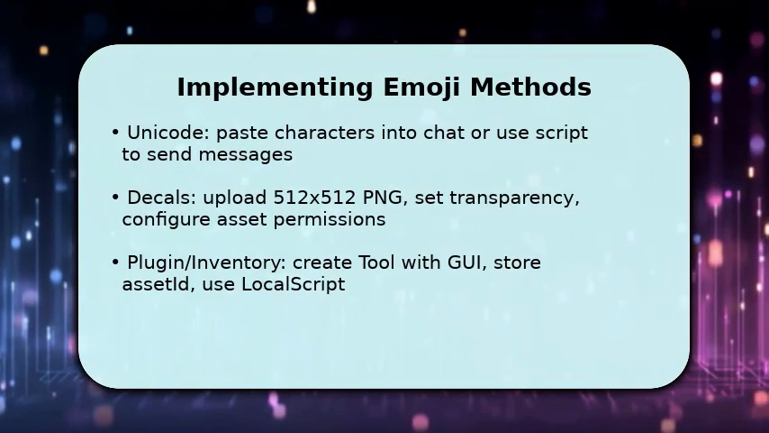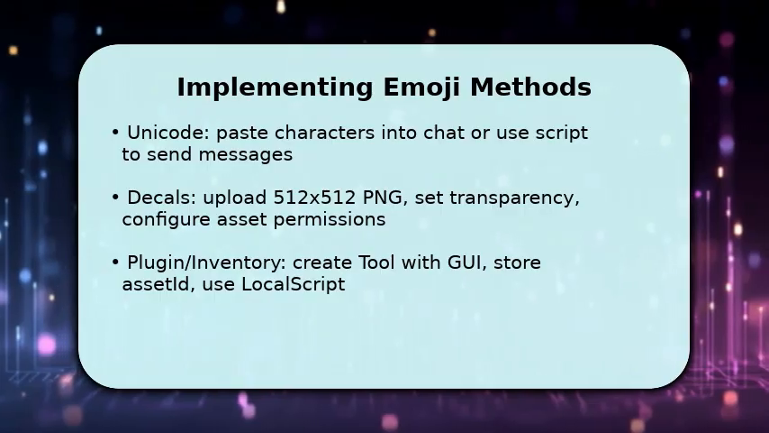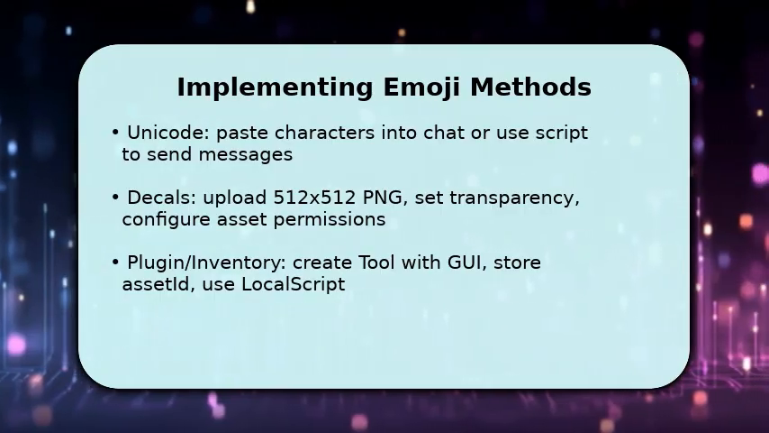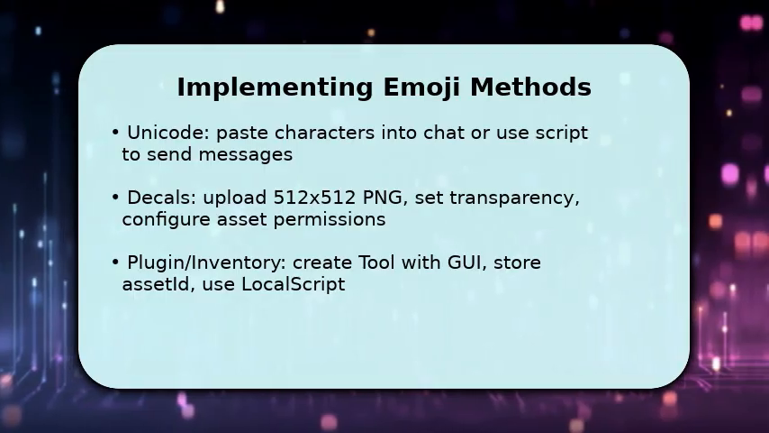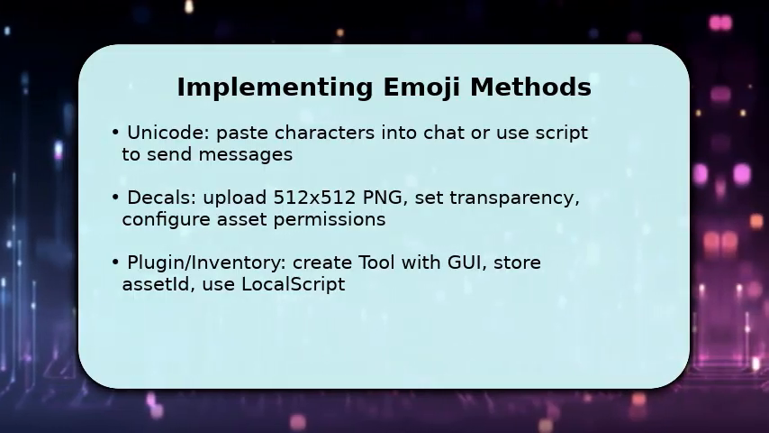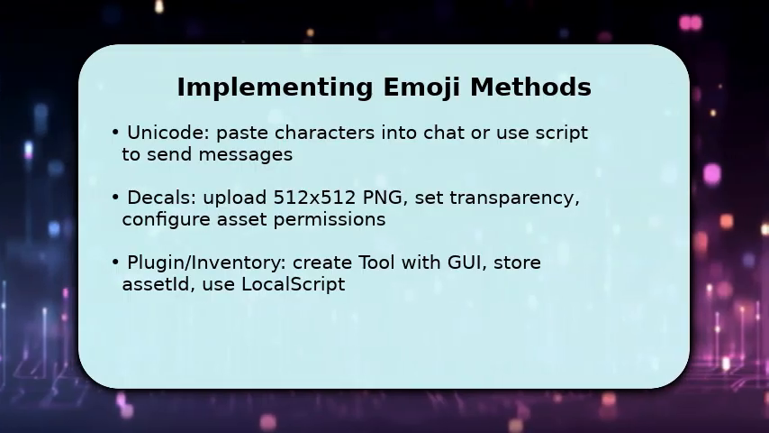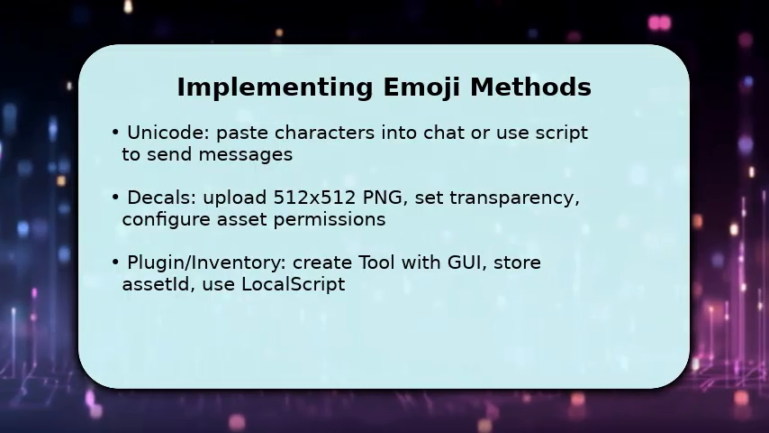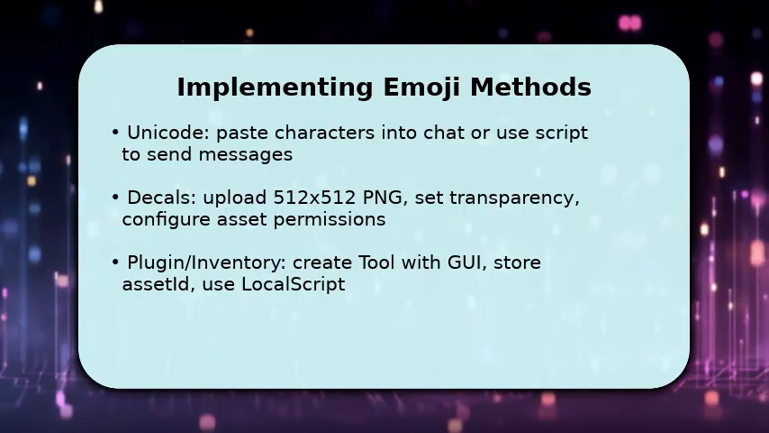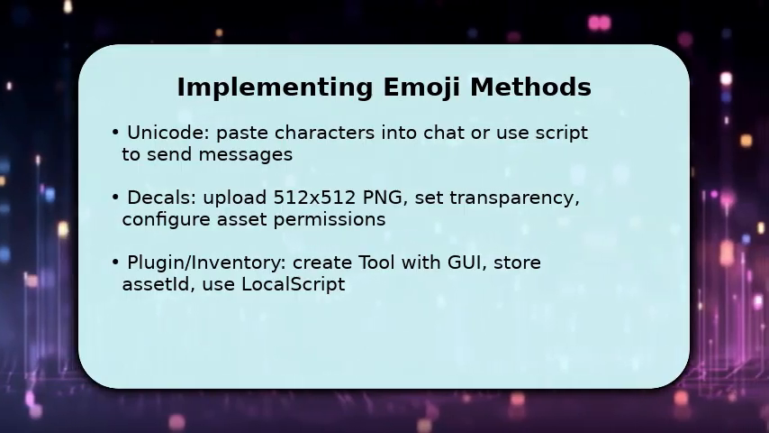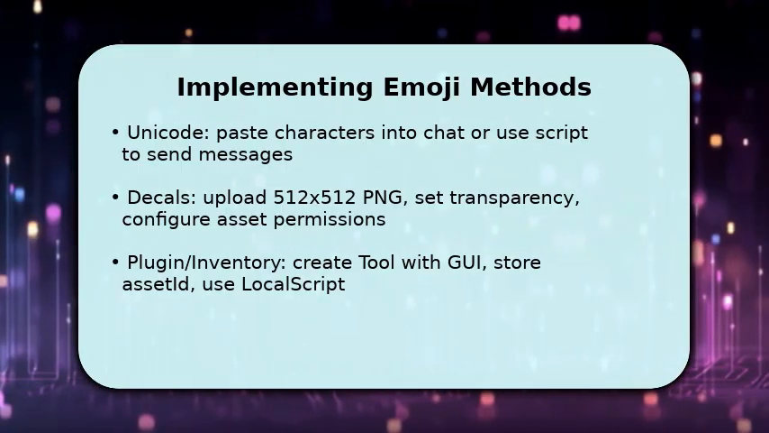Next, implement the chosen method. If using Unicode, paste emojis straight into chat or use a server script to relay messages. Remember, some emojis vary by platform. For decals, upload a 512 by 512 PNG with transparent background, set the asset's sales and permissions, then apply it to a GUI image label.